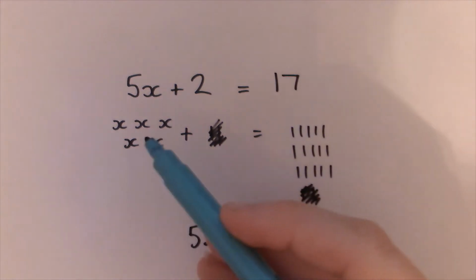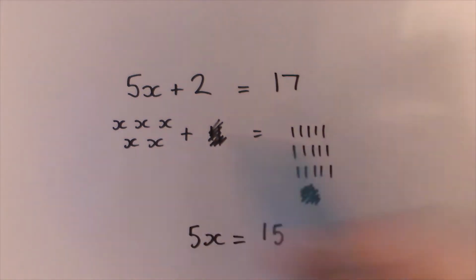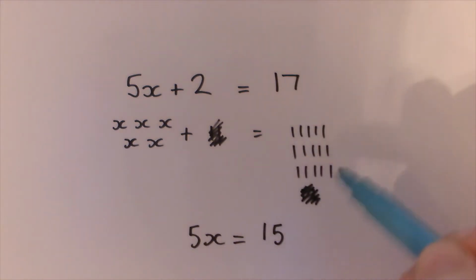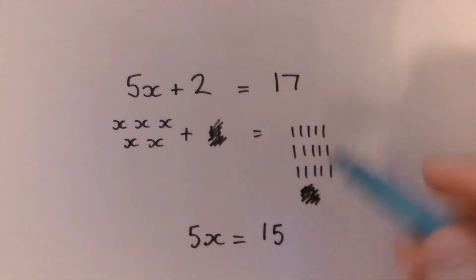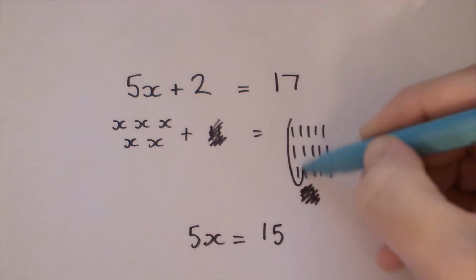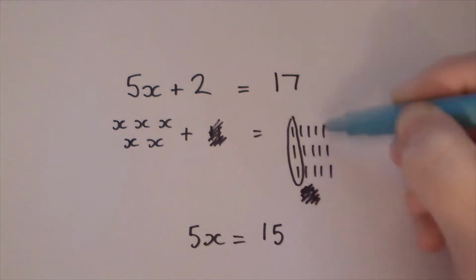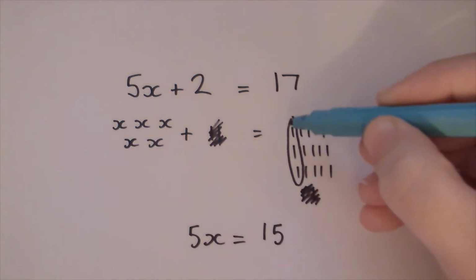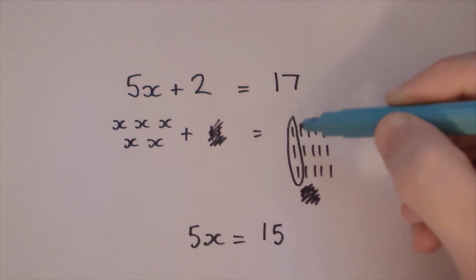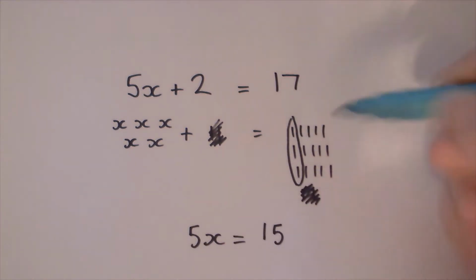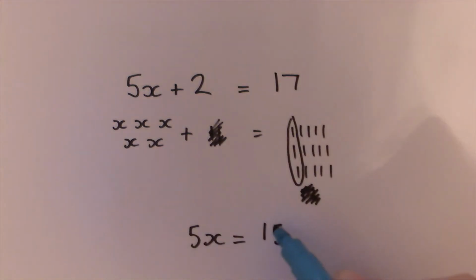So if 5x's are 15, what is 1x worth? So I just need this 15 and I need to divide it by 5. So actually I could divide them into 5 groups like this, couldn't I? So 1x must be worth 3 because it will be 3, 6, 9, 12, 15. 15 divided by the number in front of the x, so x is equal to 3.